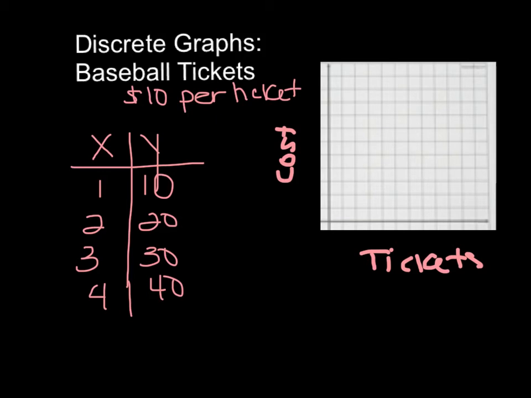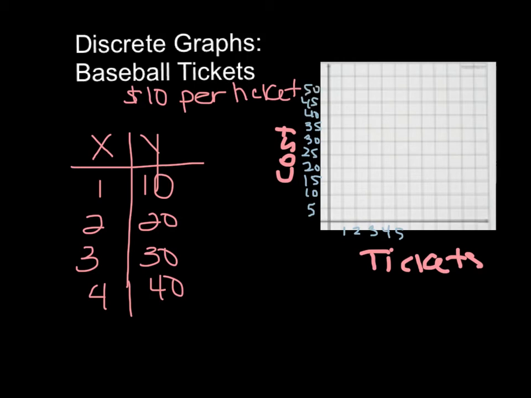I gave you information for 1, 2, 3, 4 tickets, so it makes sense to use an interval of 1. So there's 1, 2, 3, 4, and you could do this all the way through if you wanted to. And then for cost, it wouldn't make any sense to go by ones because you wouldn't have enough room. So maybe for this, we want to go by fives. So 5, 10, 15, 20, 35, 40. All right, so then from here, just make sure that you graph those.